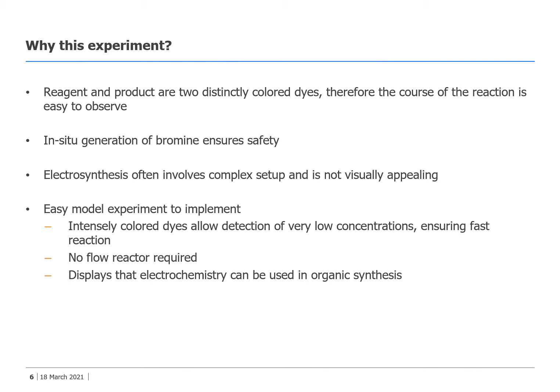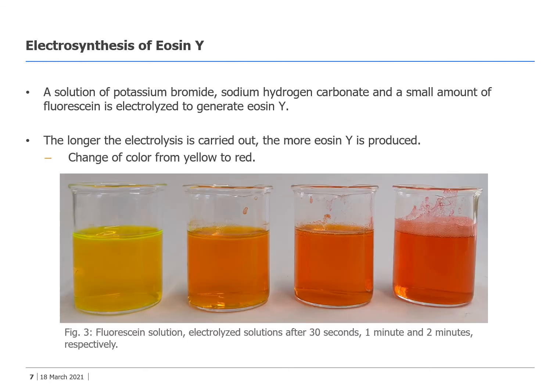The intense color allows very low concentrations of substrate and product to be detected, which corresponds to low amounts to be converted. This ensures that the reaction can be completed in a very short time, making the experiment visually appealing and easy to implement in a lesson. We are convinced that this model experiment is very well suited to show that electrosynthetic processes can play an important role for organic synthesis.